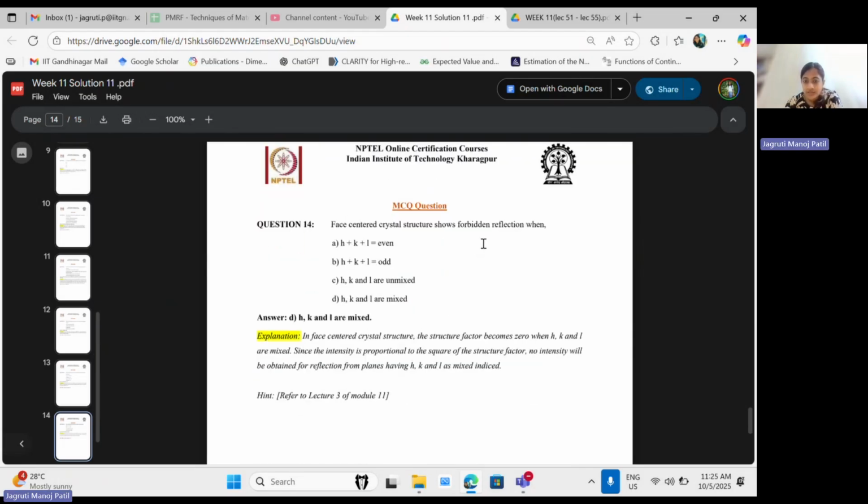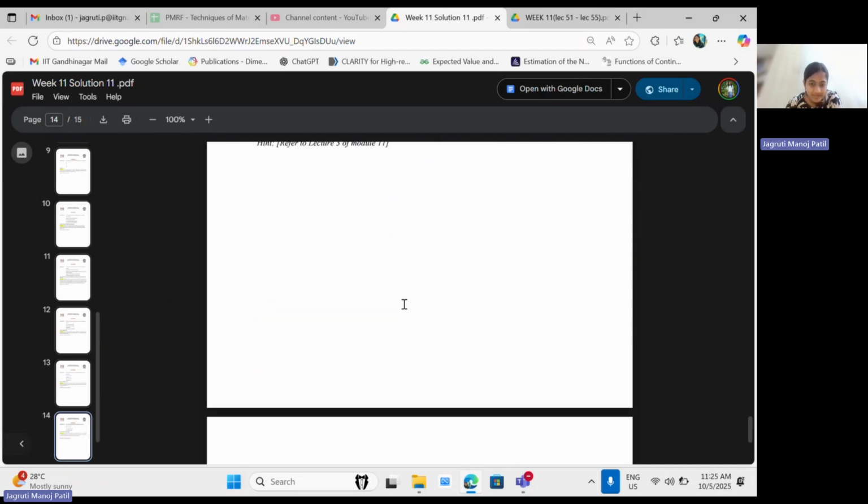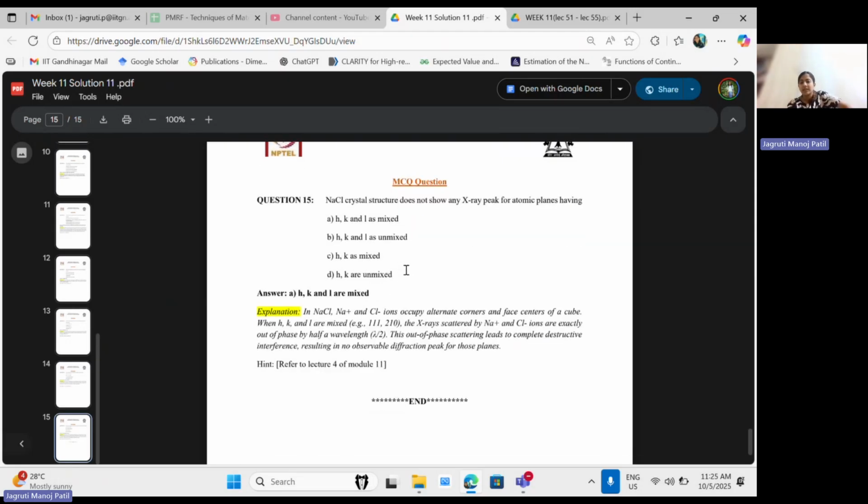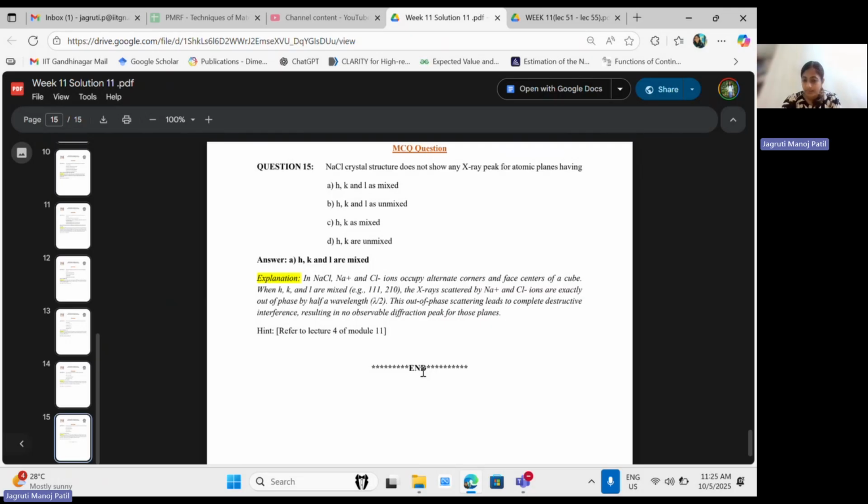Now, face-centered structures show forbidden reflection when. So we saw that when they are mixed. Okay, that is clear. And then your NaCl crystal, so Na follows a simple one, whereas chloride follows a body one. So these are what? For planes having, if it's mixed, unmixed, mixed, unmixed. So you always know the answer is mixed over here because they will occupy alternate positions and corners. So one occupies the corners, another occupies the face. Sorry, I said it wrong as body. It was face. So while these are mixed, the X-rays are exactly out of phase by half a wavelength, and the out of phase scattering will lead to complete destructive interference, causing no observable diffraction peak for those particular planes. So when they are mixed there.